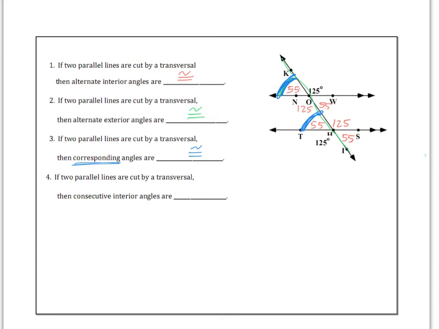And then last but not least, if you have two parallel lines and you want to look at consecutive interiors. Remember, they have to be on the same side of the transversal. So that would be like 125 and 55. Those are consecutive interior. They're interior because they're between the two lines, and they're consecutive because they're both on the left of the transversal. They are not congruent. Notice one of them is 125 and one of them is 55. They are supplementary.